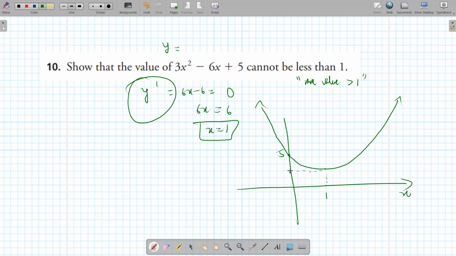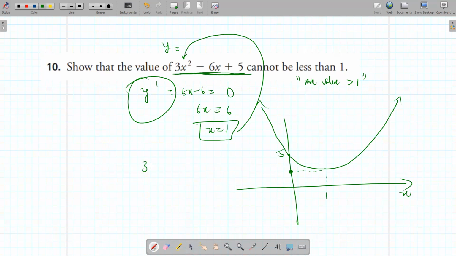How do you find the minimum y value? Plug 1 into the equation. Yeah, you plug 1 into the equation. Do not plug it into y prime. You have to plug it into y because we're trying to find the minimum of y.